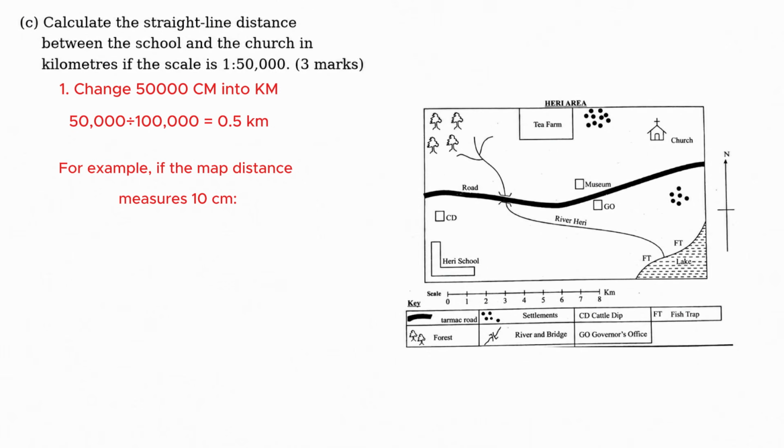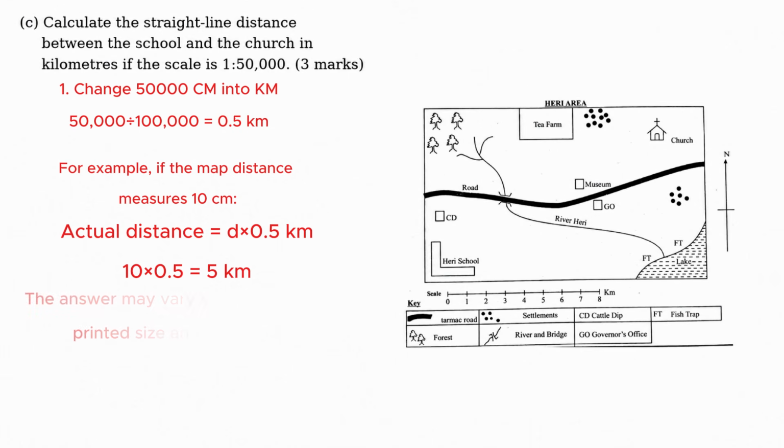You will take the distance that you found. So if I take my string and measure from the school to the church and find it is 10 centimeters, I'm going to multiply by my 0.5 and then I'll find 5. So the approximate distance is going to be 5 kilometers. The answer may vary slightly according to the printed size and the measurement. One rule of thumb is to always make sure that you measure with the string and then find the correct measurement, then multiply with the converted value. You start by converting the centimeters in the ratio into kilometers.